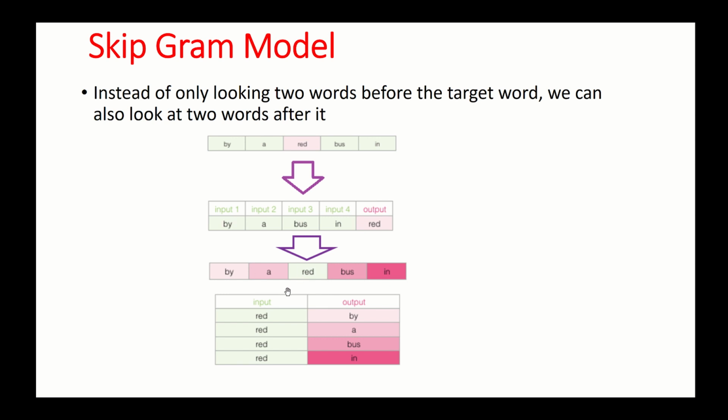What you have to understand here is that your input is the current word. In the skipgram model, your input is your current word. Your output can be any one of them. It could be either by, or a, or bus, or in. It could be any one of them. Don't worry about the color codes here, but just understand that for the current word, any of these could be your relative words or the nearest words. So this is an opposite version of continuous bag of words.